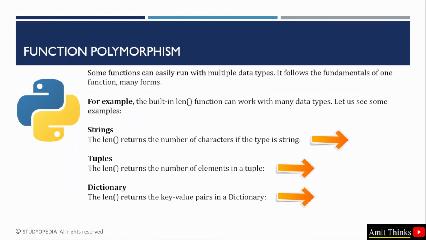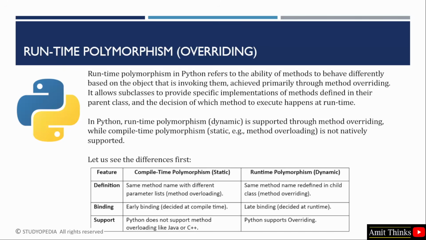We saw the 3 examples of function polymorphism. Now we have the runtime polymorphism concept also, which is called overriding. So you must have heard about runtime and compile time polymorphism in Java as well. Runtime polymorphism refers to the ability of methods to behave differently based on the object that is invoking them. In runtime polymorphism, which is also called dynamic polymorphism, the same method name is redefined in a child class, which is also called method overriding.